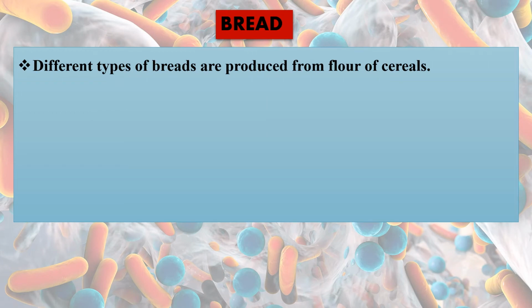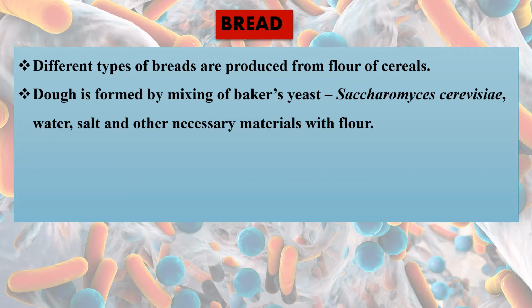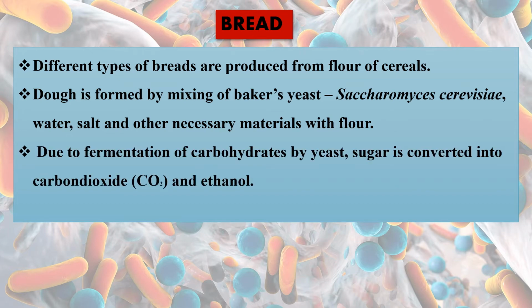There are different types of breads which are produced from flour of cereals. Various cereals like maida make some breads, some are made from whole wheat, some from oats, some from multigrain. So roti is also a type of bread. Dough is formed by mixing baker's yeast, that is, Saccharomyces cerevisiae, with the flour. Water, salt and other necessary materials are mixed together with the flour. Due to fermentation of carbohydrates by yeast, sugar is converted into carbon dioxide and ethanol.